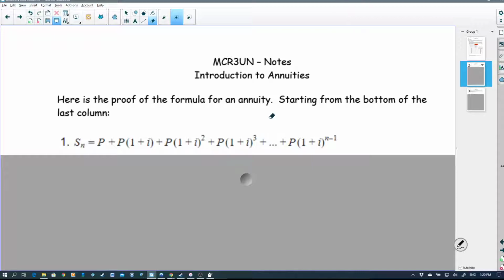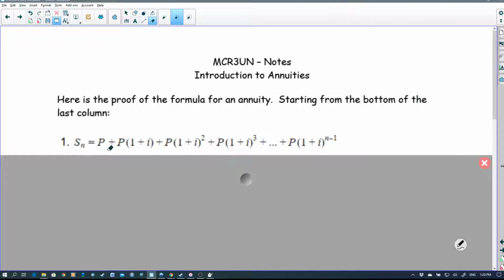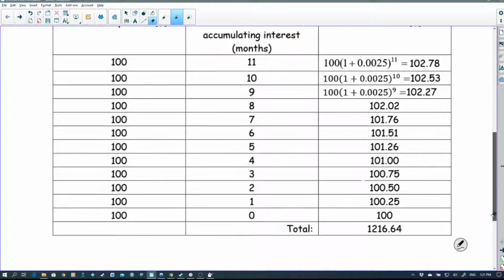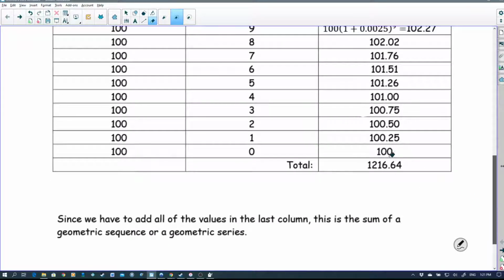So here's that proof. Now, starting from the bottom of the last column, like I just already explained, I want to talk about how I generated this equation right here. So what is P? What is P times 1 plus I? I just want to be absolutely clear. P is the first amount of money that we introduced here in the bottom of the column. So it's the last amount invested. That's your P. And then this one would be P times 1 plus I.